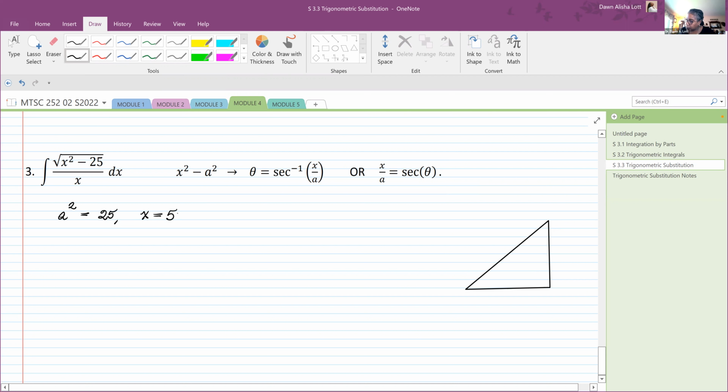All right, so I get x over a, x over 5, is equal to the secant of theta. So x is equal to 5 times the secant of theta. So x over 5 is secant.